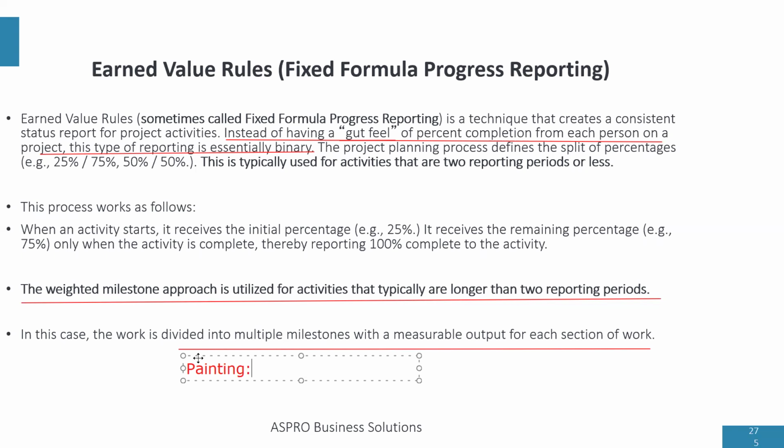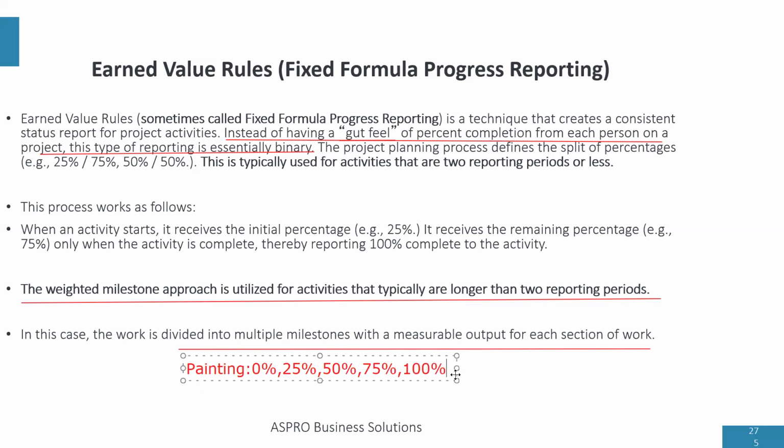So if the painter has not started, it's going to report 0% complete. The moment the painter paints the first wall, it's going to be 25% complete. When he paints the second wall, it'll be 50% complete. When he has painted the third wall, it will be 75% complete. And once he paints the fourth wall, it will be 100% complete.